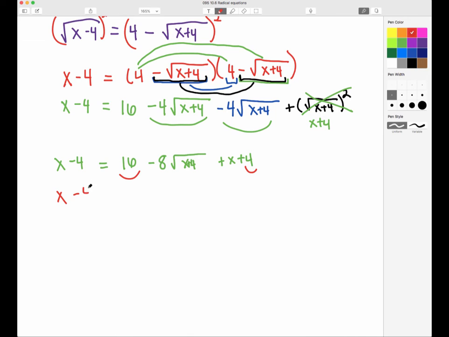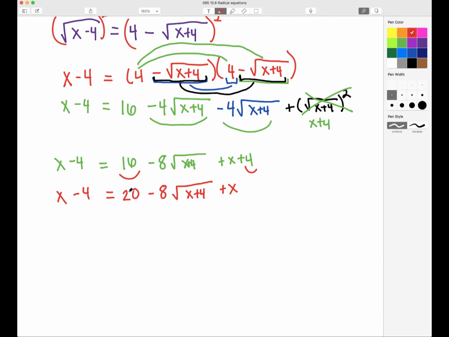x minus 4 is equal to 20 minus 8 times the square root of x plus 4 plus x. Okay, so at this point, it looks a little bit messy, but here's the game plan.